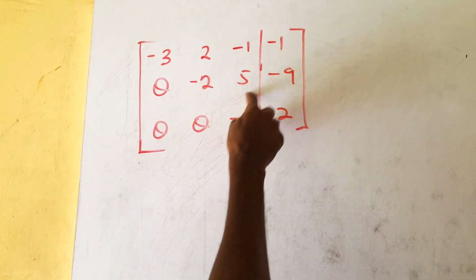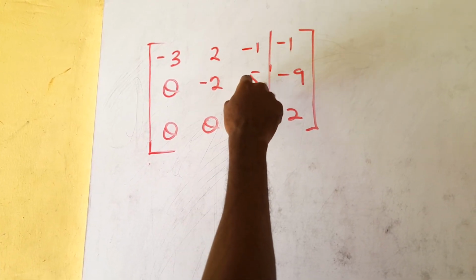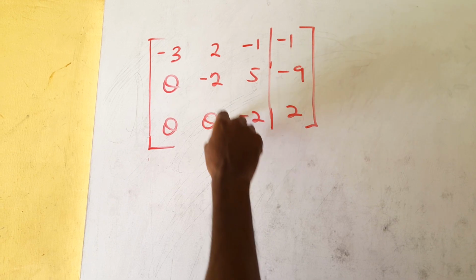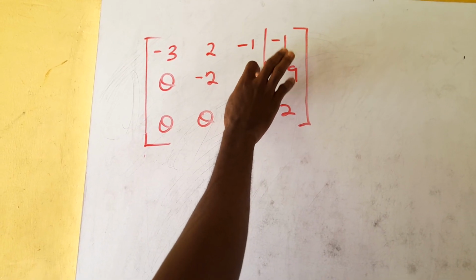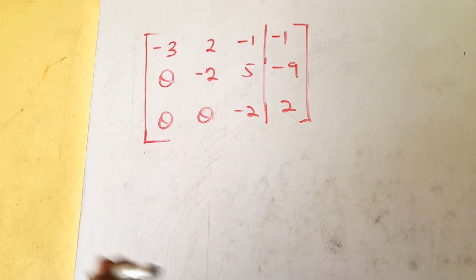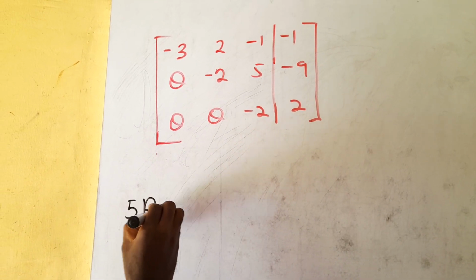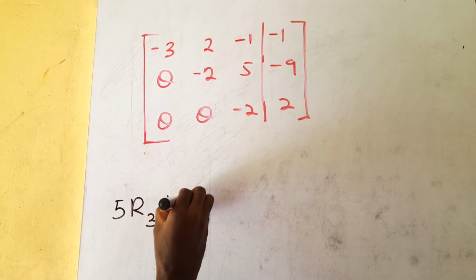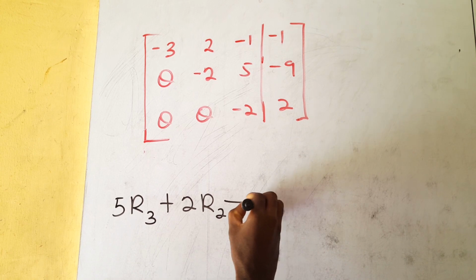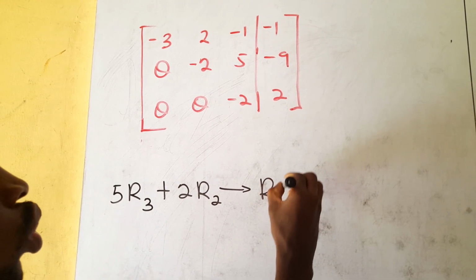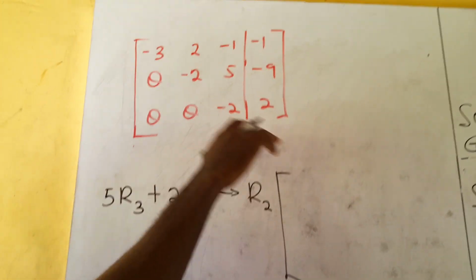So I want to make this one 0. How do I make it 0? If I multiply this by 2, it's 10. And I multiply this by 5, it becomes negative 10. When I add them and substitute here, this will become 0. So how do I do that? I'll say 5 times R3 plus 2 times R2 should be substituted into R2. So my first and the last column will not be affected.